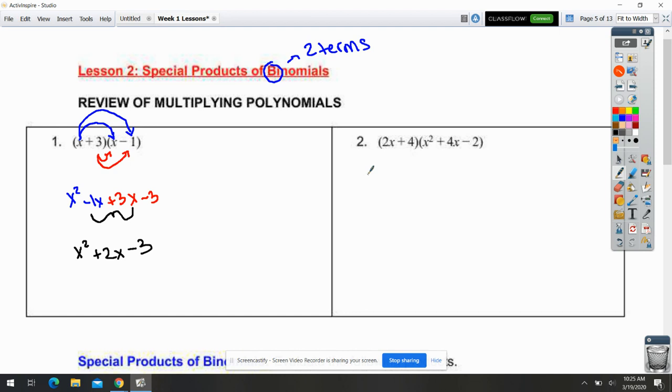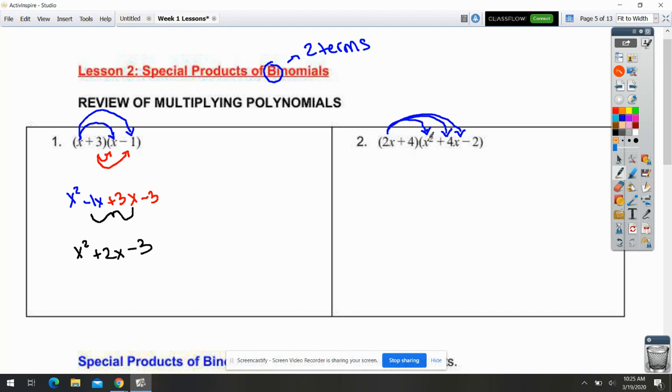Here, basically the same idea is happening. So we have a binomial times a trinomial. The binomial has two terms, and the trinomial has 3 terms. We're doing the same method as before, just with an extra term. So don't get nervous. We have this 2x, and we're going to distribute it to the x squared, to the positive 4x, and to the -2. Let's do that part first, and then we'll worry about the 4.